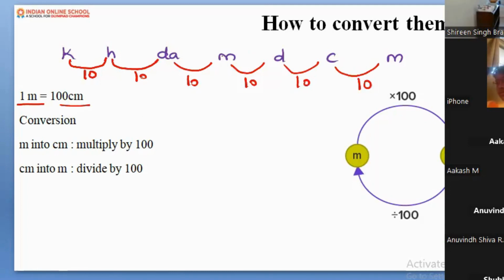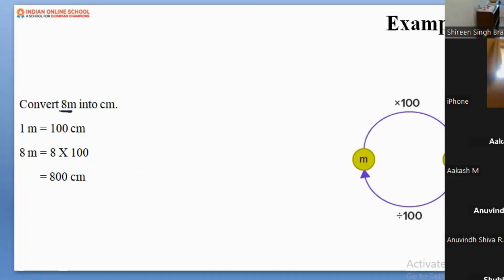Like how many gaps? 10 and 10. Correct. We need to go like that only. Okay, so where is meter? Meter is here. Where is centimeter? Centimeter is here. Now, in between meter and centimeter, how many zeros are there? We will count the number of zeros only. Two zeros. Correct? So if I'm asking, in 8 meter, how many centimeters will be there?